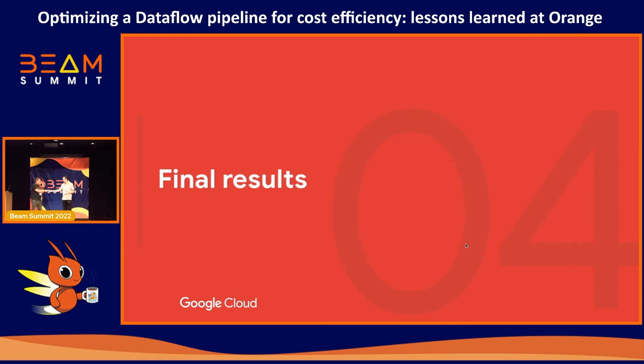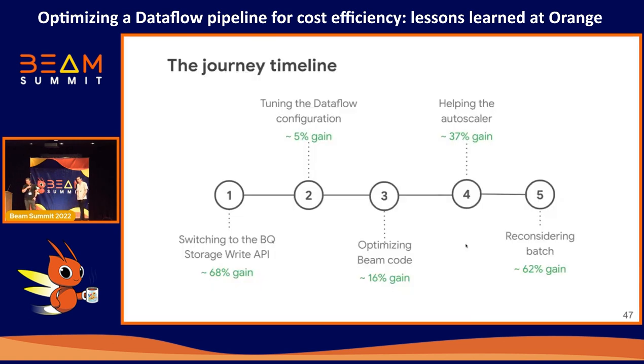Final results. So here is a little summary of our journey. For us, the two main drivers for cost reduction were the switch to the BigQuery Storage Write API and the batch reconsideration. The Storage Write API is far less expensive and much more efficient, so just forget about the streaming API and use the Storage Write API to ingest your streaming data into BigQuery.